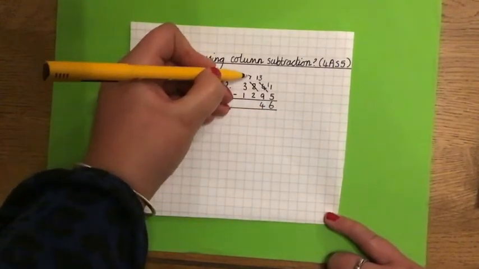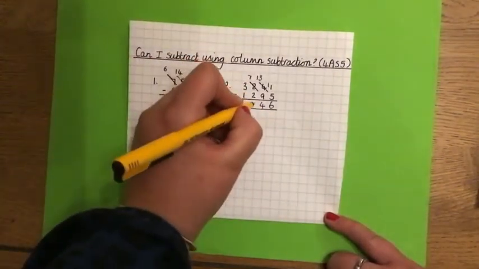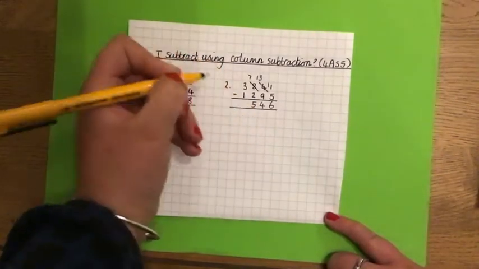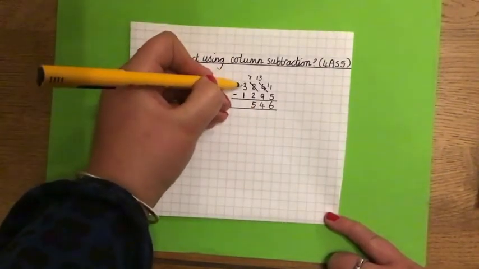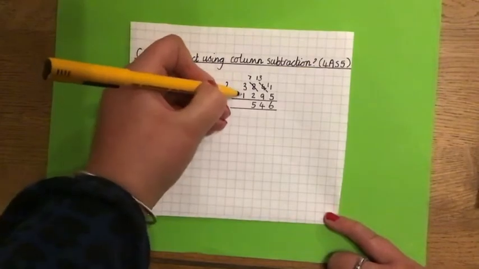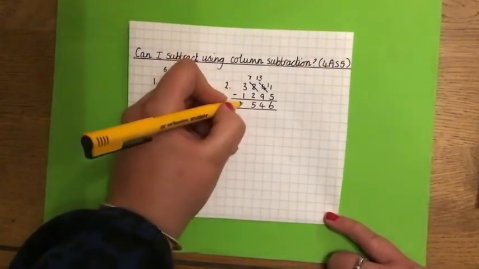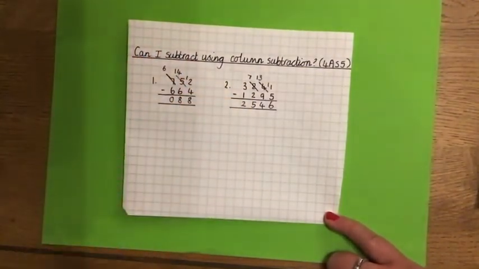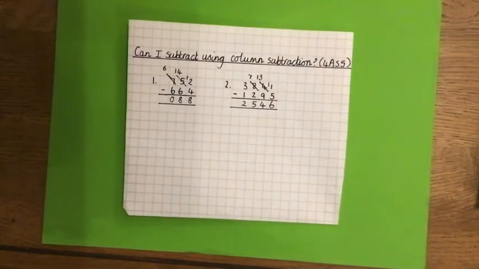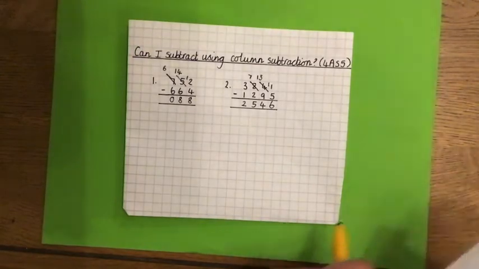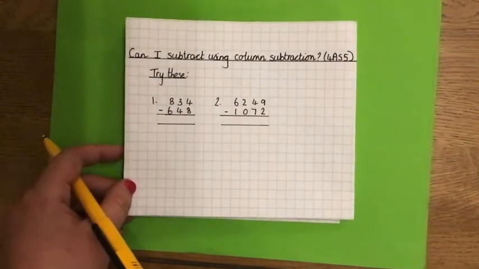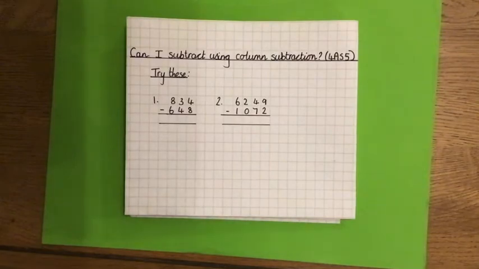Okay, 7 take away 2 is 5. And finally, in my thousands, 3,000 take away 1,000 is 2,000. So my answer here is 2,546. Okay, here I've got 2 examples for you to try, so you may want to pause the video now.